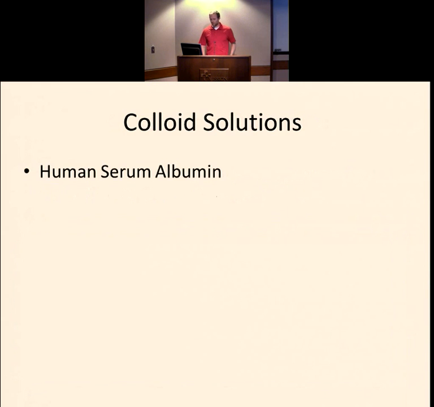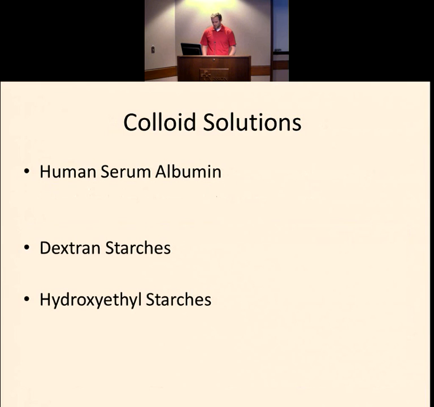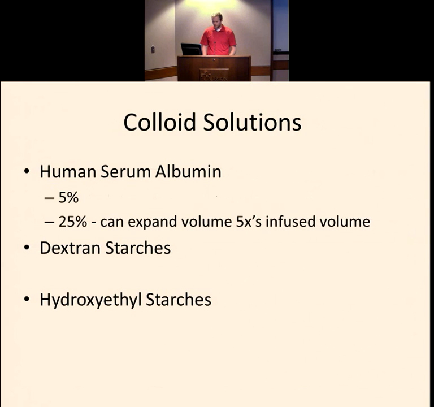All right, colloid solutions. So we have human serum albumin, that's probably most common, like we talked about. We have dextran starches, and then hydroxyethyl starches, which is like Hespan. Human serum albumin typically comes in either a 5% concentration or 25% concentration. The 5% will come in a 100 ml well, and the 25% usually comes in 50, smaller.